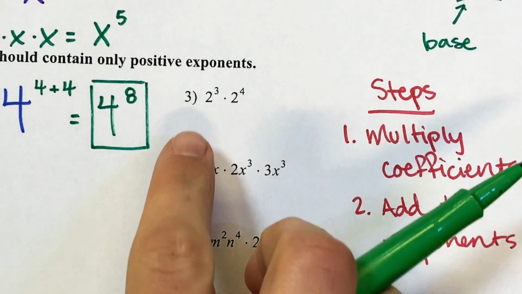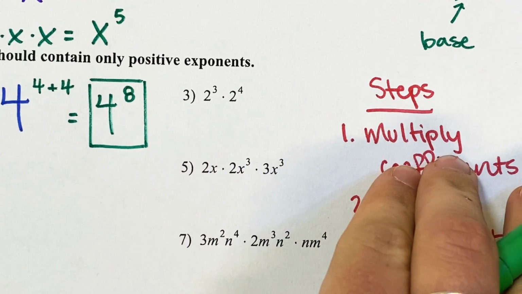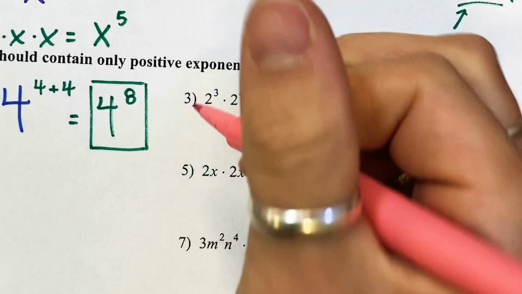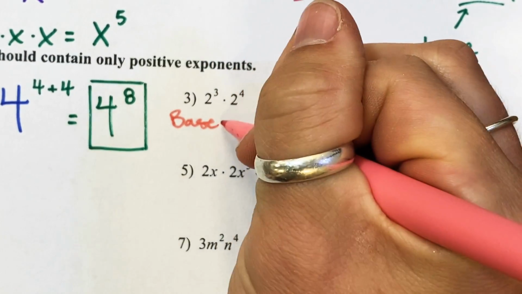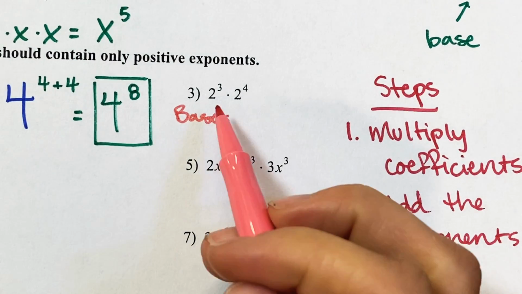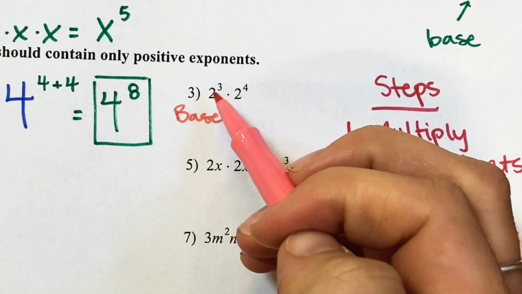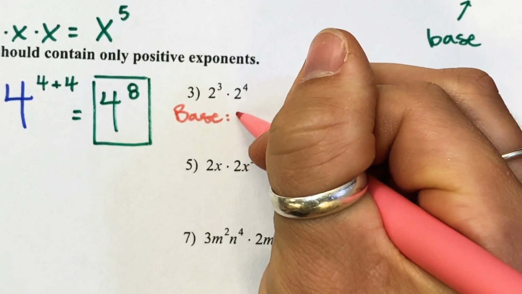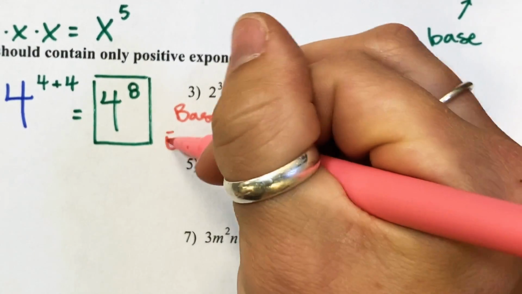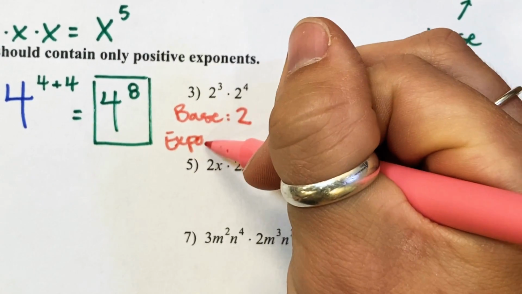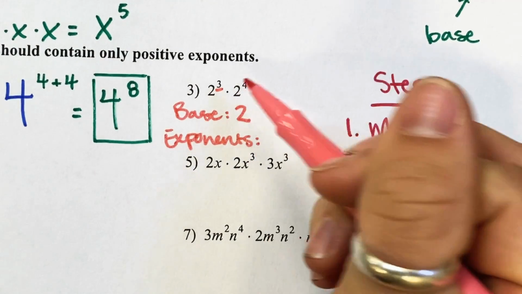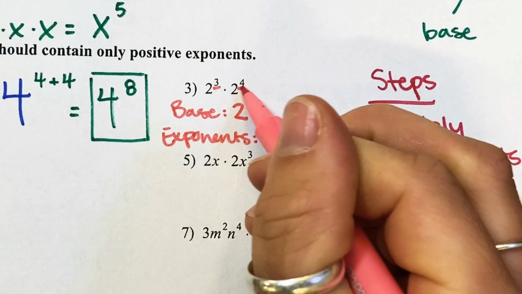So again, we're not really dealing with coefficients because we'll talk about that in a second. We just have a base and we have exponents. Okay, so somebody tell me, what is my base? Okay, our base is that big number that the exponent is attached to. So our base right here is 2, right? They're both 2, so we only have to write one of them. And then what are our exponents? Okay, we have a 3 right there, and we have a 4 right there.